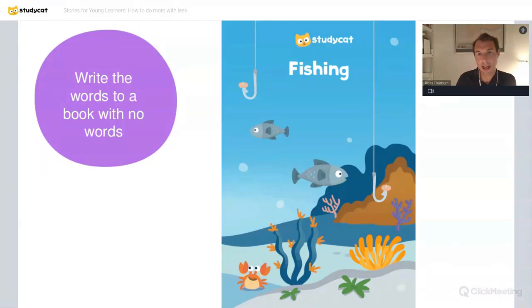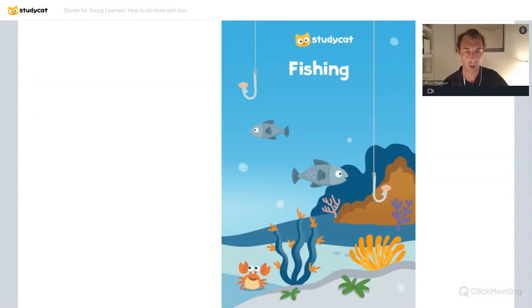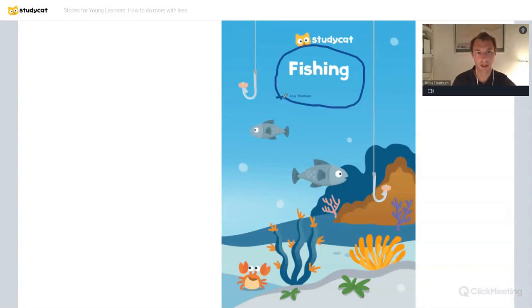Okay, so next we're going to look at one more story. This one is called Fishing. So what we're going to do is we'll read this one together quite quickly, and at the end we'll do a couple of activities with it. So you can see here, here's the title. We've got some fish. What else can you see here on the cover? Maybe you can tell us, what can you see on the cover of this book?